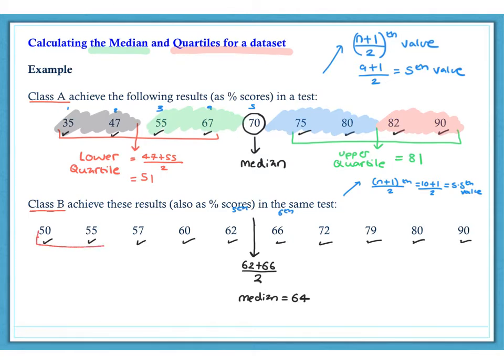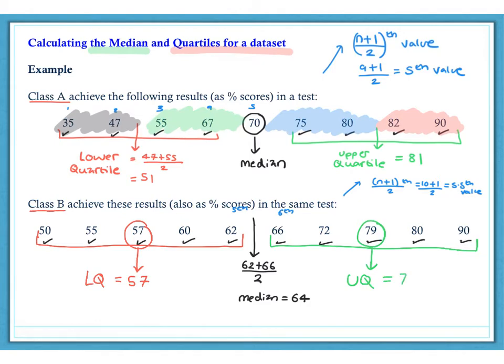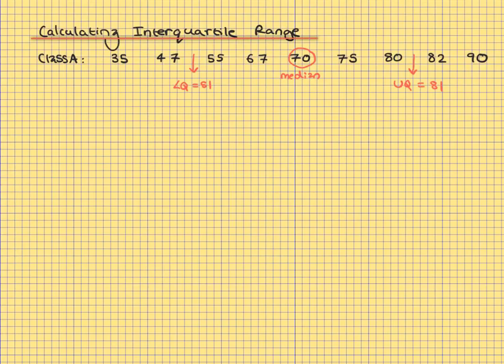And in fact, all 5 of these values form the lower half of the data set, and all 5 of these values form the upper half of the data set. Halfway in the lower half takes us to this value here, 57, and this is our lower quartile, 57. And halfway across the upper half of the data takes us to our upper quartile, which is 79.